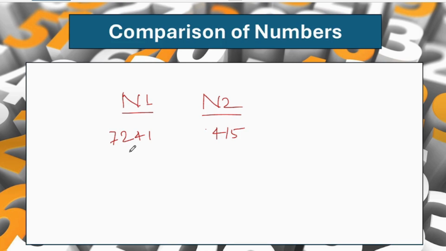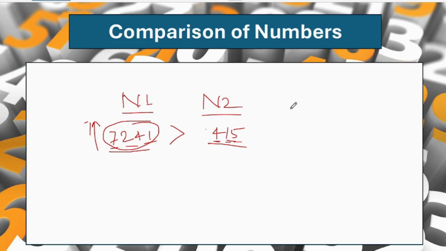There are two, three ways of comparing numbers very quickly. Let's say this is a 4-digit number and this is a 3-digit number. If the number of digits is higher, that will be the bigger number. Obviously, right? It is 7,241. This is only a 3-digit number, 415. So this is bigger and this is smaller. Use the sign here, right?